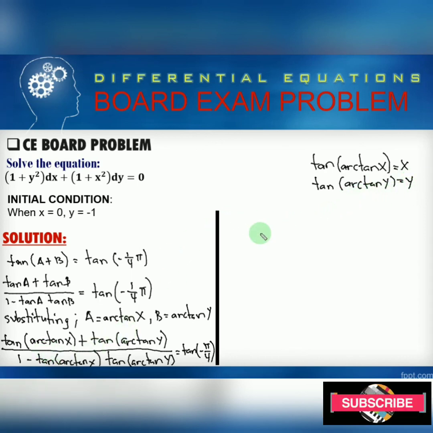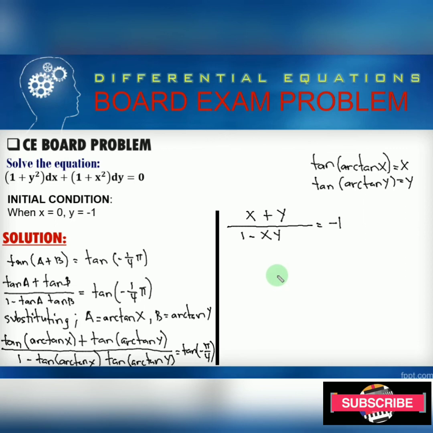So from this, we substitute this property. This tangent arctangent X is simply equal to X, plus this is Y, over 1 minus X times Y, and this is just equal to the tangent of negative 1/4 of pi. If you use your calculator, it's simply equal to 1.